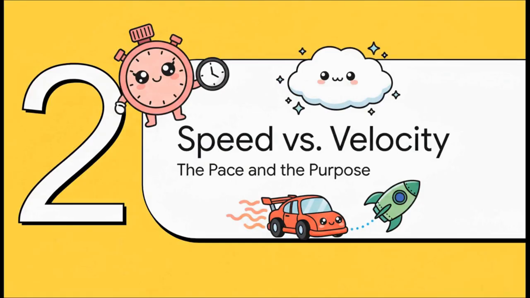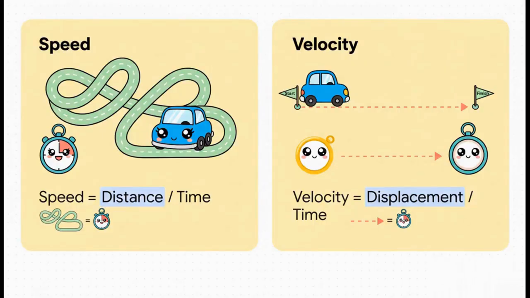The moment we add time into the mix, we get another pair of concepts that people mix up all the time, but in physics, they're worlds apart: speed and velocity. The difference between speed and velocity is basically the same as the difference between distance and displacement. Just look at the formulas. Speed is your total distance divided by time, which makes it a scalar, just a number. But velocity? Velocity is your displacement divided by time. And because displacement is a vector, that means velocity is also a vector. It has both a speed and a direction.